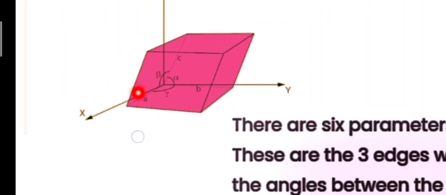These are the 3 edges A, B, and C, and the angles between the edges are alpha, beta, and gamma.